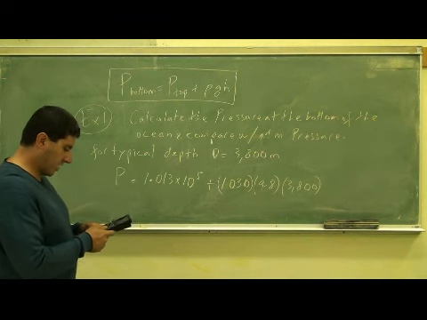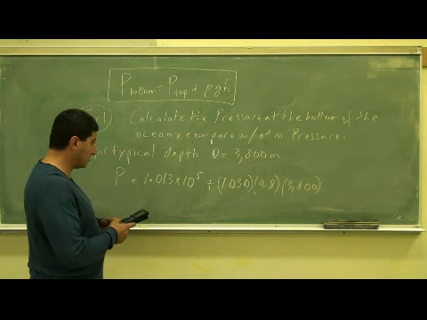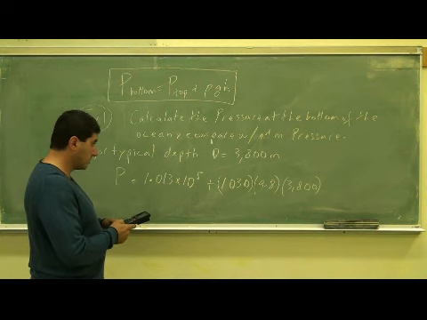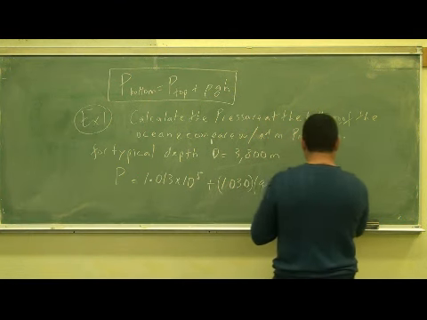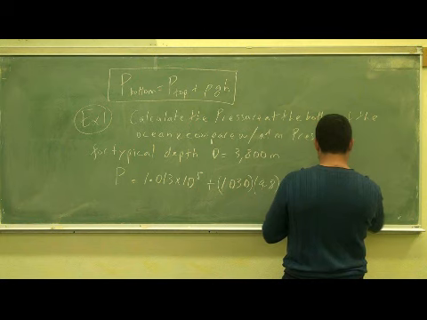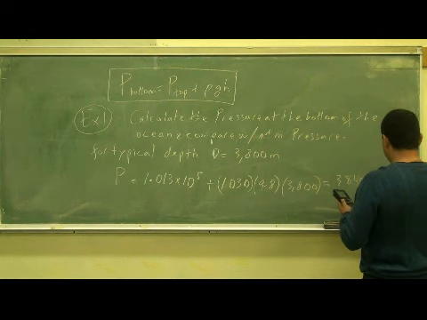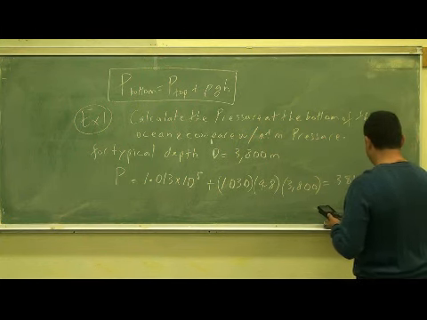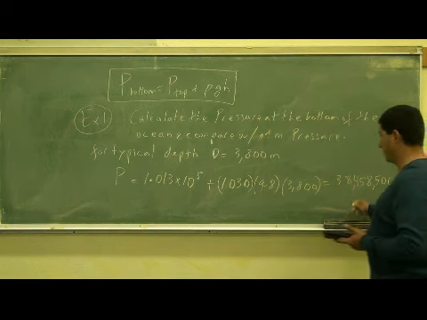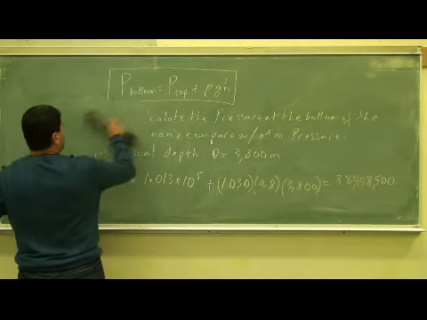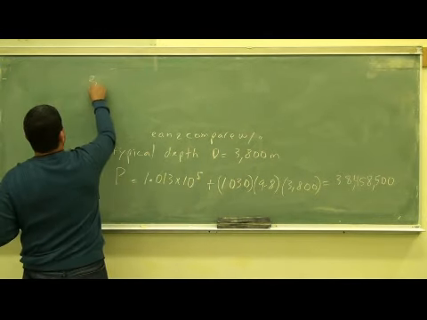So let's see what we get here. 1.013 times 10 to the power 5 plus 1,030 times 9.8 times 3,800. We get this big number here, 384,585,00. We could say that in terms of 10 to the 5th, we could say it like this.